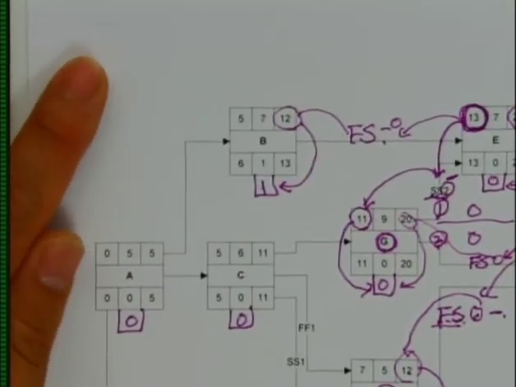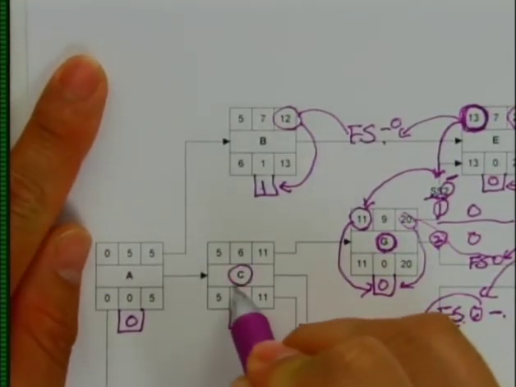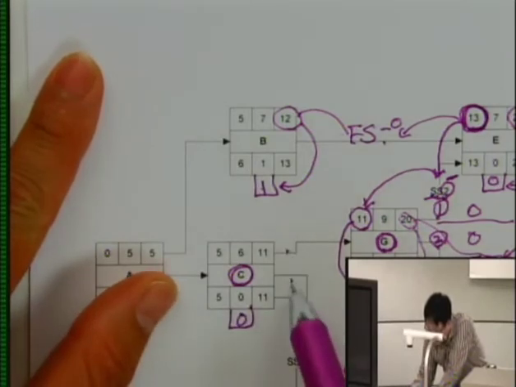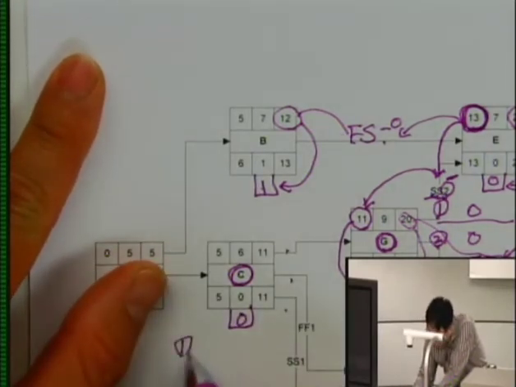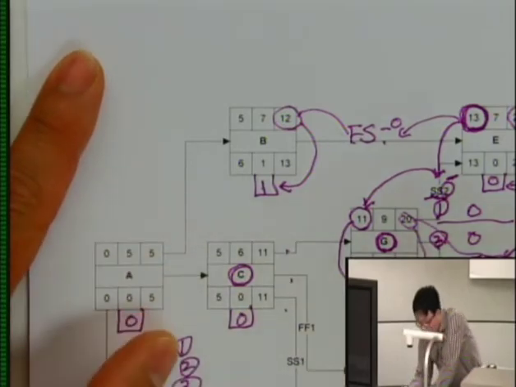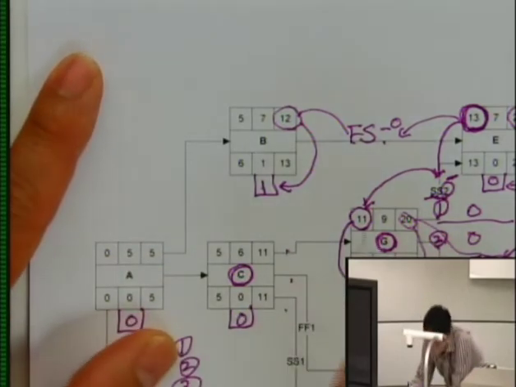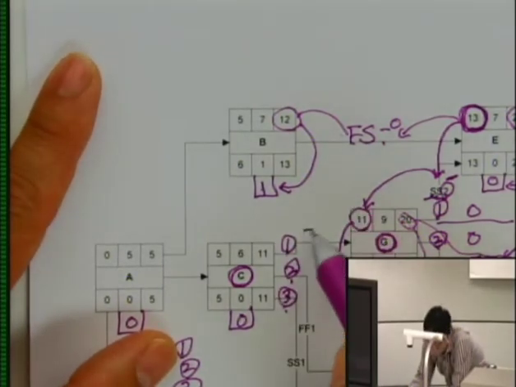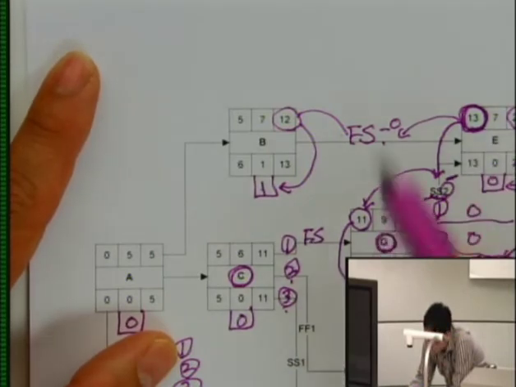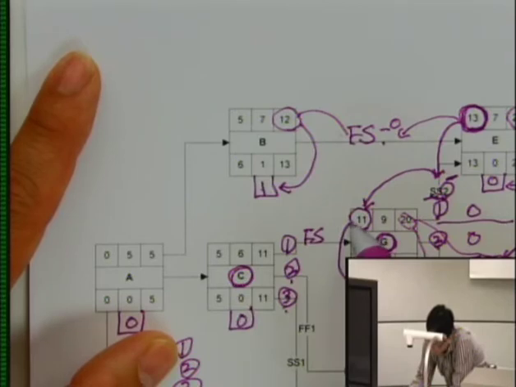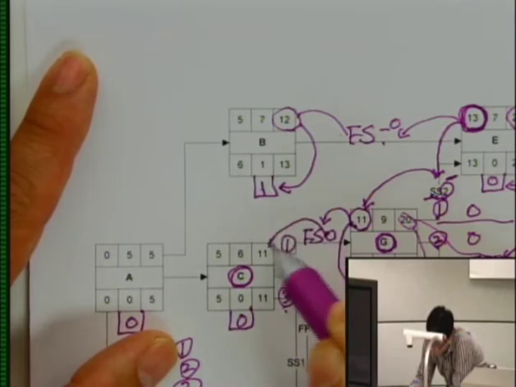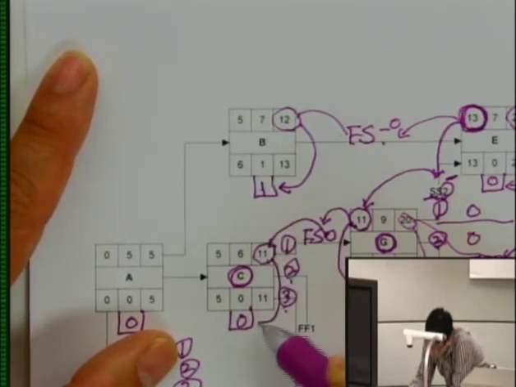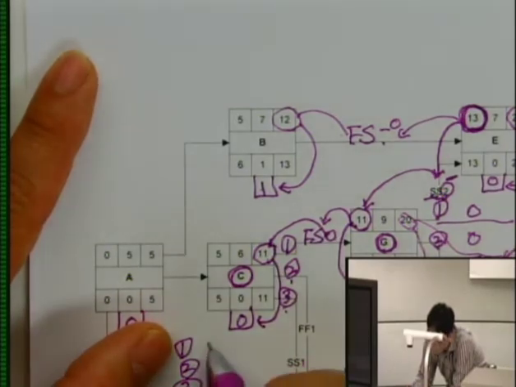So let's look at activity C. Of course, there are 3 relationships, so there will be 3 options. Option number 1 is the finish to start relationship. So the late start of activity G, 11, minus lag 0, and your finish is 11. Your free float will be 0.